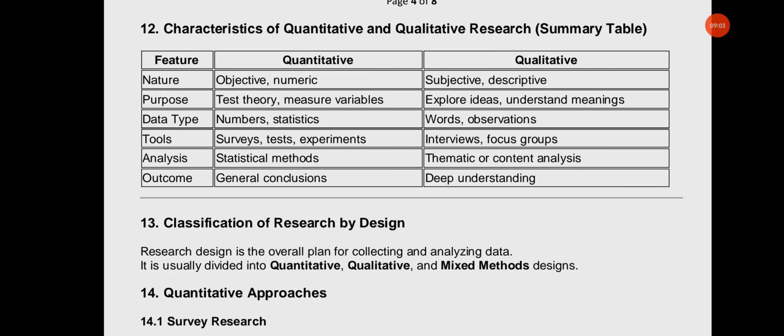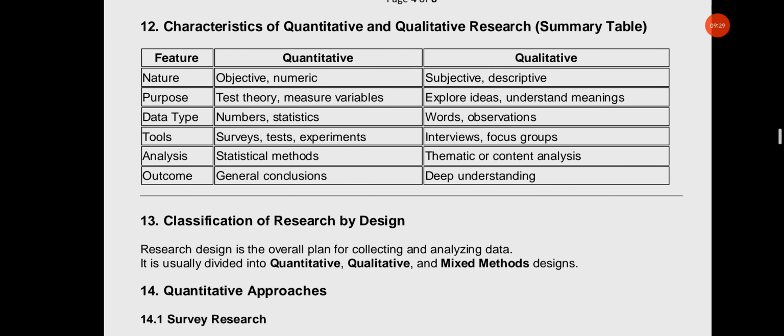Tools: in quantitative, surveys, tests, experiments, and tools in qualitative are interviews and focus groups. Analysis: in quantitative, statistical methods, and in qualitative, thematic or content analysis. Outcome: in quantitative, general conclusions, and outcomes in qualitative are deep understanding. So these are the characteristics of quantitative and qualitative research.